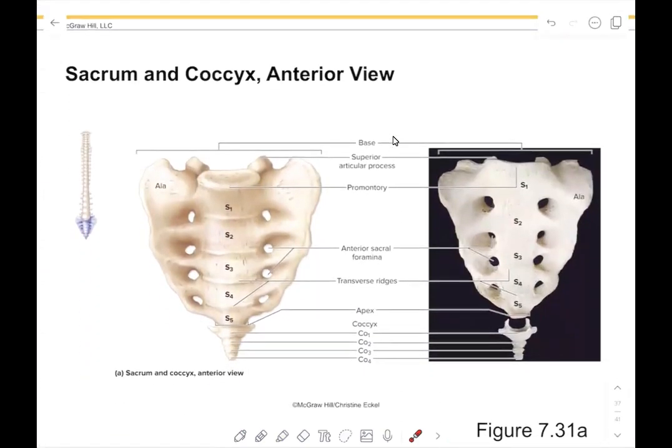Looking at the sacrum and the coccyx from an anterior view here, remember these are 5 fused vertebrae, and we can see all 5 fused vertebrae, S1, S2, S3, S4, and S5. Inferior to that is going to be the coccyx, which is Co1 through Co4.